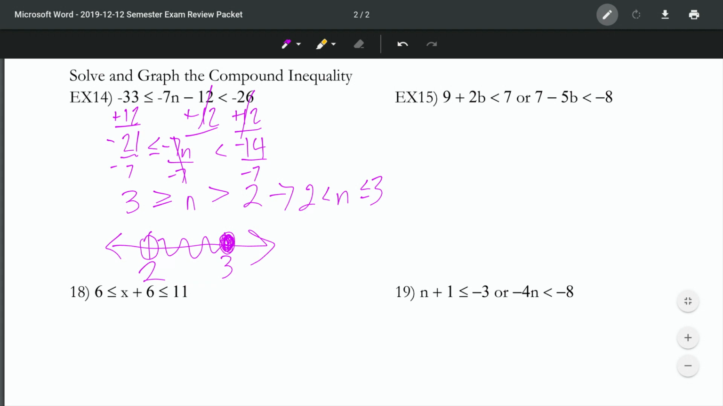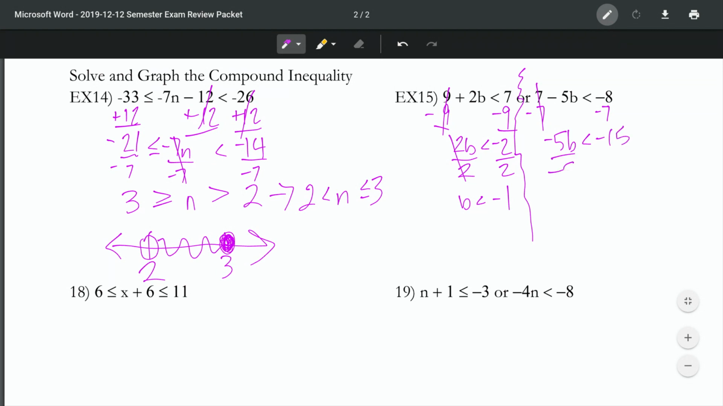But over here on this other example, we've got two separate problems that we've got to worry about there. So solve each one individually, minus 9 on both sides. And then divide by 2. b is less than negative 1. On the other side, however, just solve this one. So negative 5b less than negative 15, divided by negative 5, divided by negative 5. b, and 3, but remember we got to flip that sign, is greater than 3.